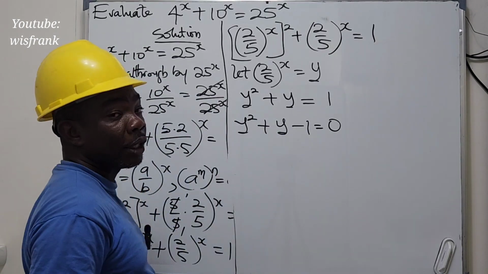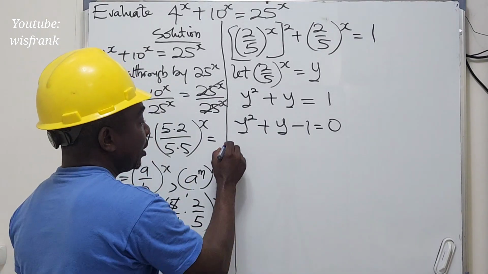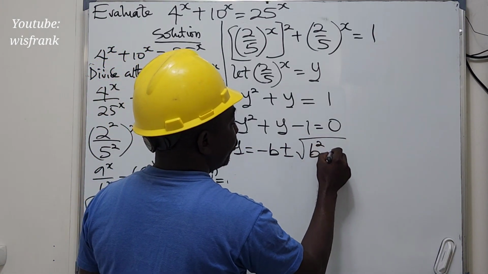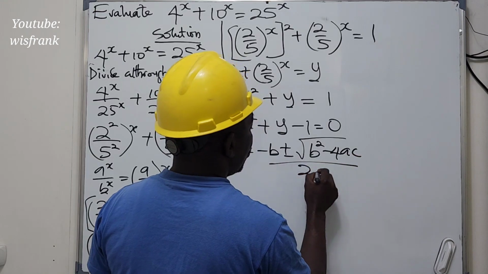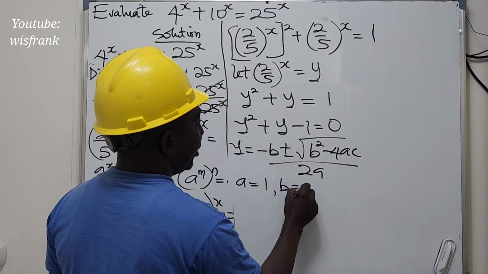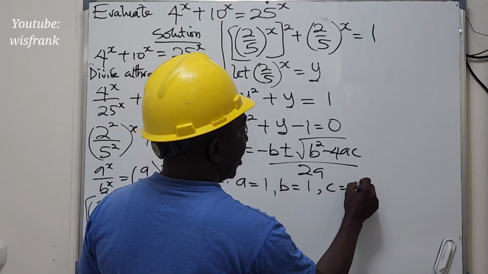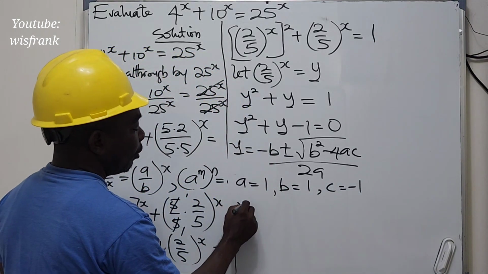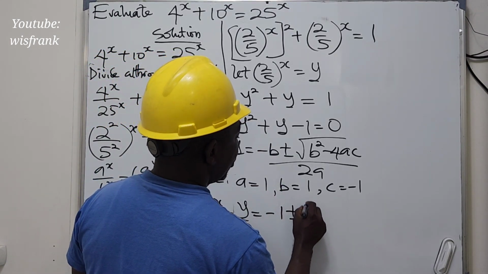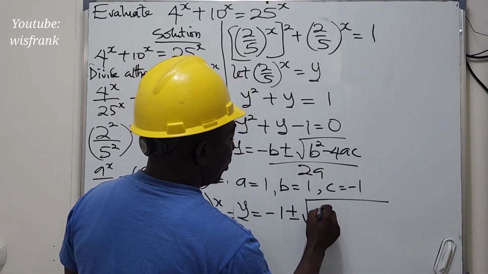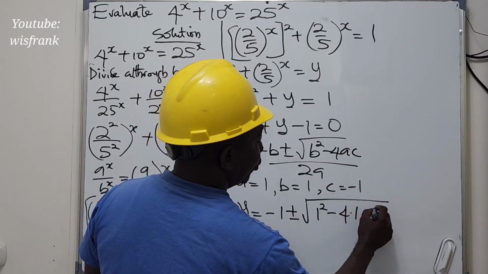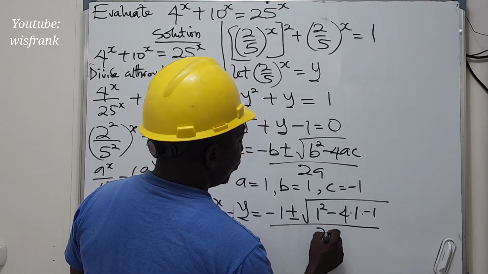So this is a quadratic equation, and we are going to use a quadratic formula which is in the form y equals to minus b plus or minus square root of b to the power of 2 minus 4ac all over 2a. From this equation, our value of a equals to 1, and also value of b equals to 1, and value of c equals to minus 1. So from here, we have the value of y equals to minus b, which is minus 1, plus or minus square root of b to the power of 2, which is 1 to the power of 2 minus 4, times a, which is 1, times c, which is minus 1. So this is all over 2 times 1.